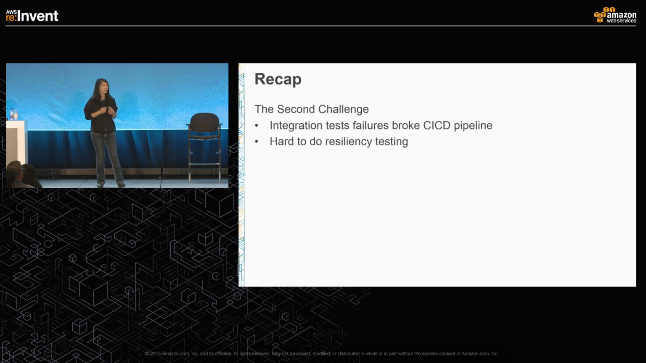So now I want to do a quick recap. The second challenge we're trying to solve is that the integration task failed because of the unreliable dependency server, and it broke our CI/CD pipeline. And it's really hard to do resiliency testing. Our solution is to use Wiremock to stub the dependency and to do fault injection, so we can do the resiliency testing easily.